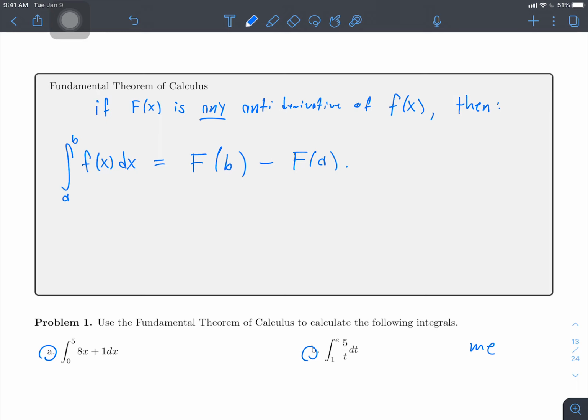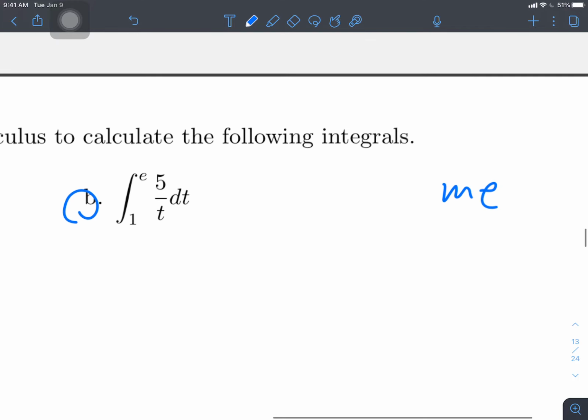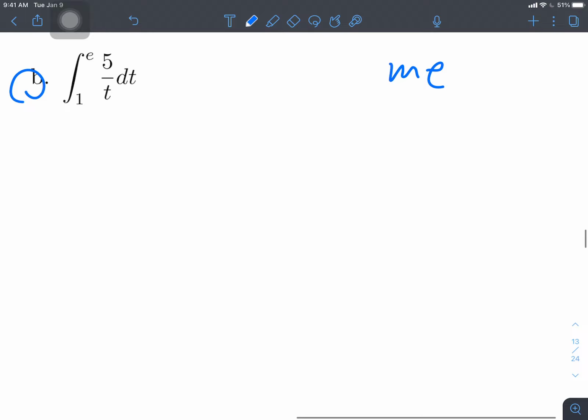Okay, so why is this incredible? It's incredible because I can find the area underneath any curve by, as long as I can find an antiderivative, I just have to plug in b and a and subtract, and I'm done. Okay, so let me show you how fascinating that is. I'm going to start with problem B here.